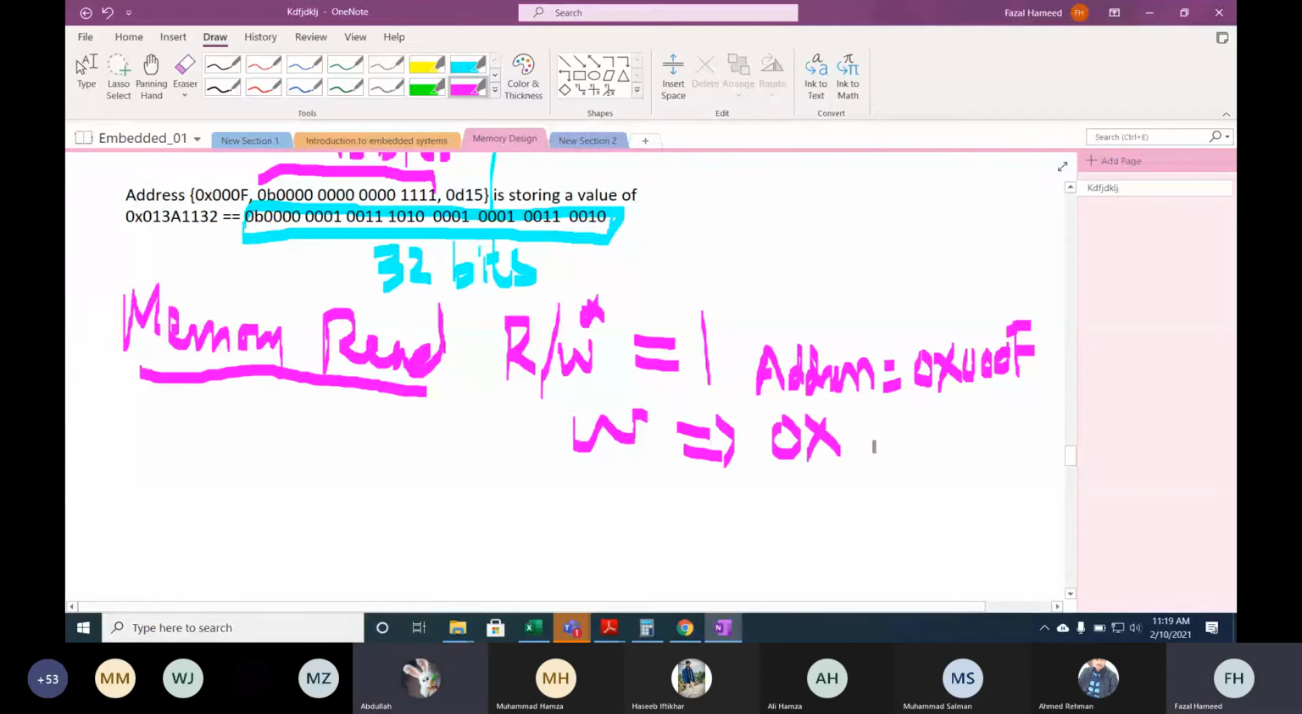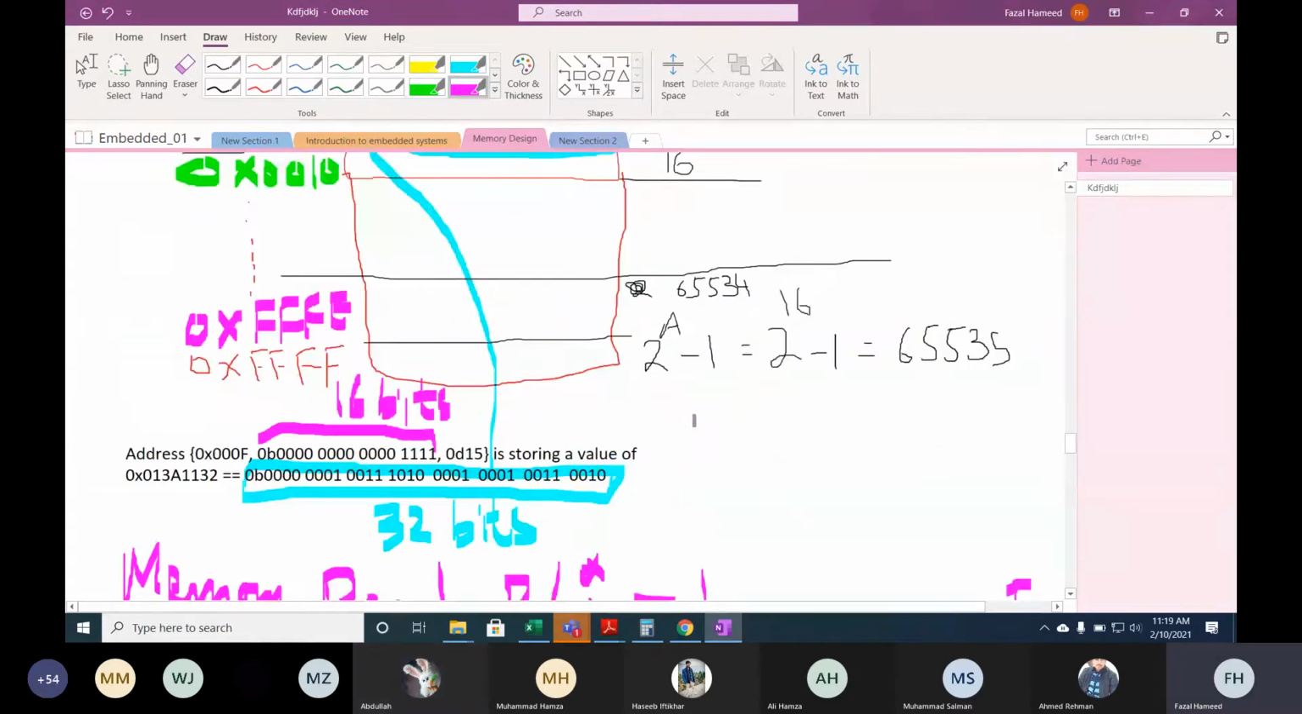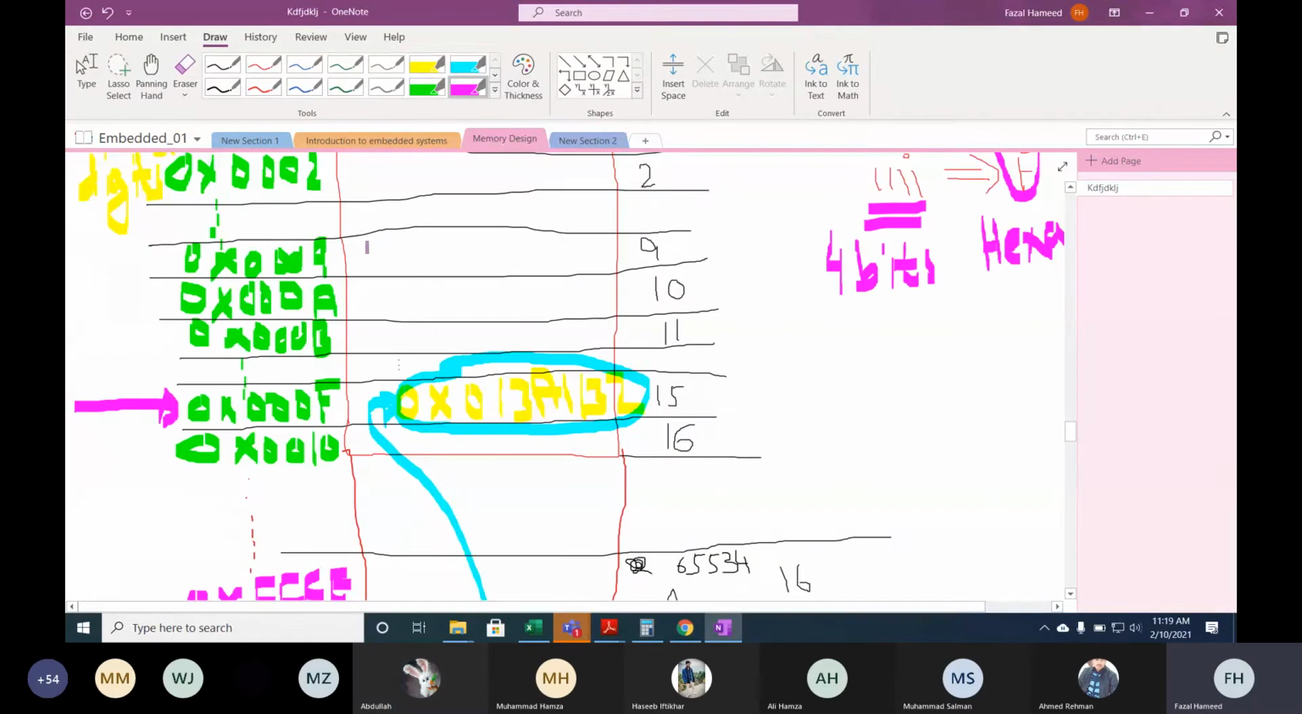0x0 1 3 a 1 1 3 2. Now let's assume a scenario. Let's assume that the value that is stored at this location, this 0x009 address, is 0x2211a.